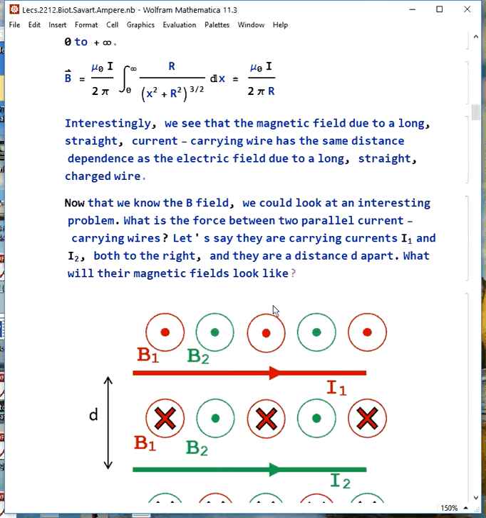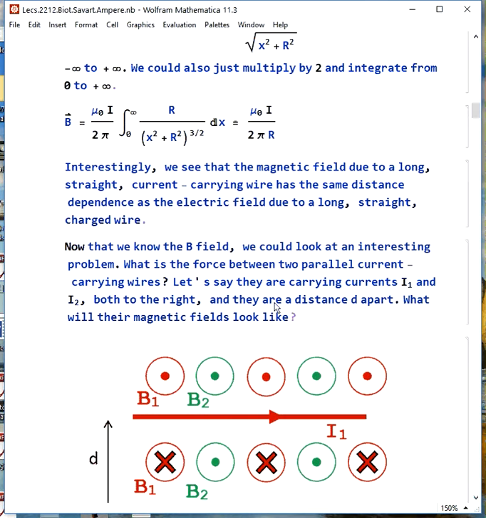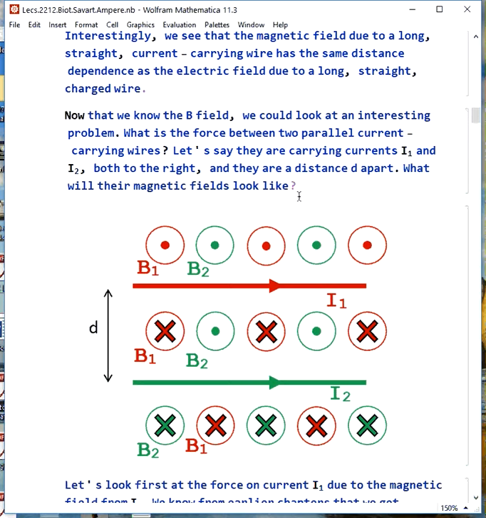Now that we know the B field, we can look at an interesting problem. What's the force if we have two parallel current carrying wires? Let's say they're carrying currents I1 and I2 and they both are going to the right and they're a distance d apart. What's the force on one of these due to the other one? We need to know what their magnetic fields look like.